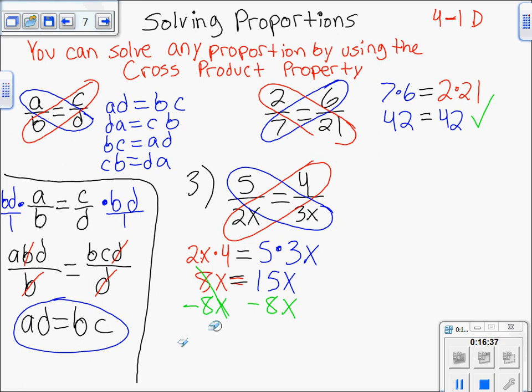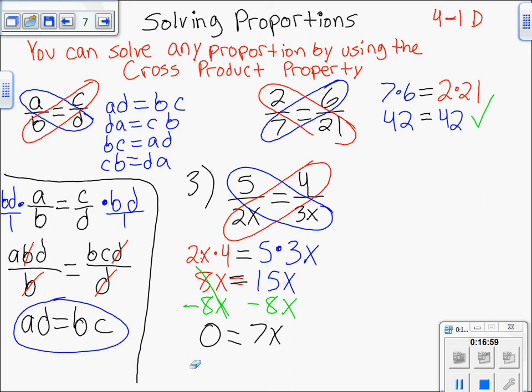Now, 8x minus 8x, that's everything minus everything that's over there, that gives you nothing, which is 0. So that side of the equation, everything canceled out. And if you have nothing over there, you can put a 0 there. Most definitely can put a 0 there. So now on the right side, 15x minus 8x, well, that's going to give you 7x. So we have 0 equals 7x.